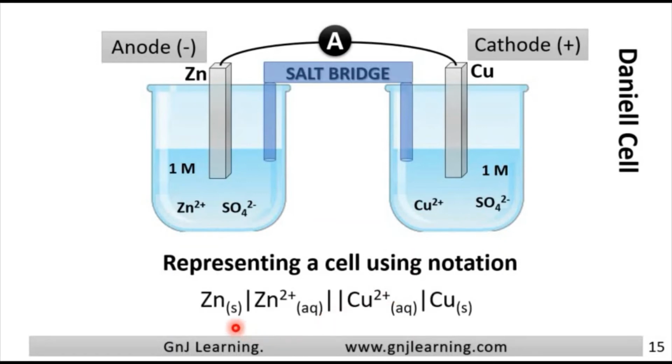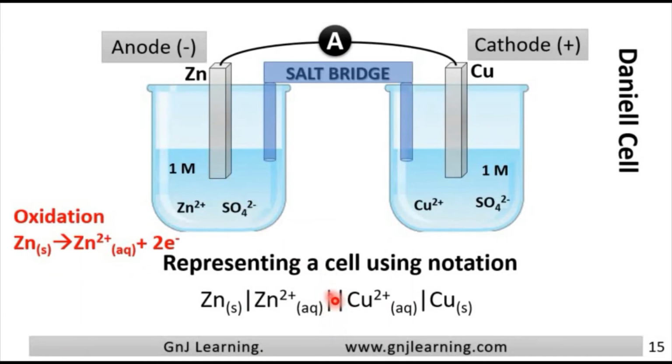You can see here the anode on the left, and while representing the anode, you should remember the reaction, it's oxidation, and in the oxidation, zinc is oxidized to zinc 2+. So you first write the reactant of the anode, zinc, its phase, separated by a vertical line, then the product, that is zinc 2+, the oxidized form, in aqueous solution, its physical state. What does this vertical line mean? Vertical line means zinc and zinc 2+ have an interface between them. They interact with each other.